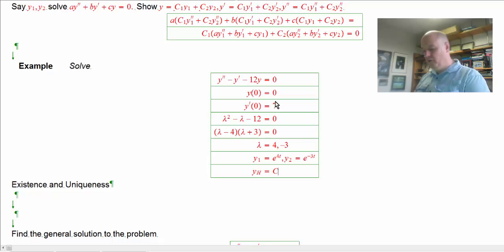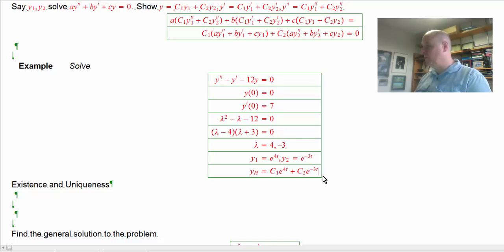is equal to some constant times the e to the 4t plus some constant e to the minus 3t. So I'm labeling these constants right now C1 and C2. How do I find these constants? Initial conditions. That's how I find the constants. So here's my solution. All I need are the C's, and I'm going to find those by the initial conditions.